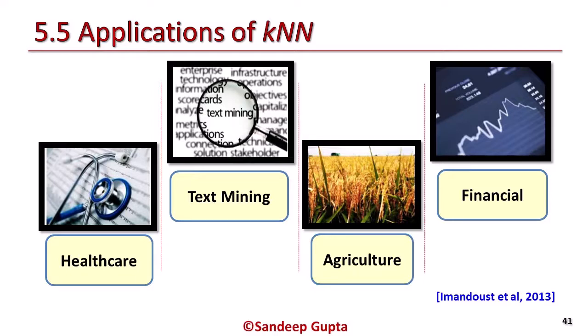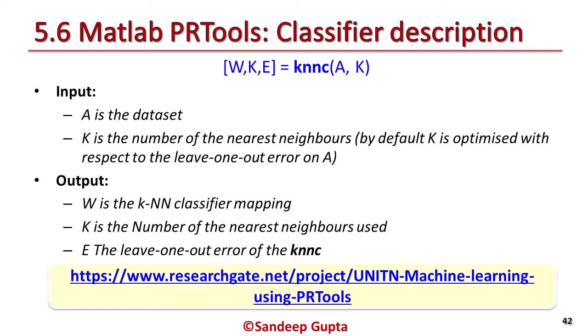Next, you will see how to use the KNN classifier using MATLAB PR Tools. This slide shows MATLAB's PR tool method for the KNN classifier. We recommend referring to the link provided in the video to learn to program the classification model using a KNN classifier. The arguments provided to the method are: A is the dataset, k is the number of nearest neighbors. This method returns the mapping function w, and e is the leave-one-out error of the method.